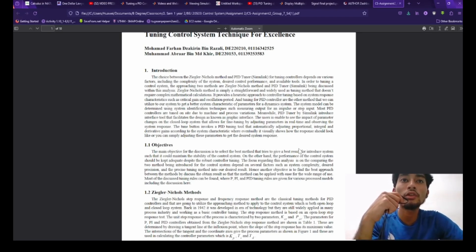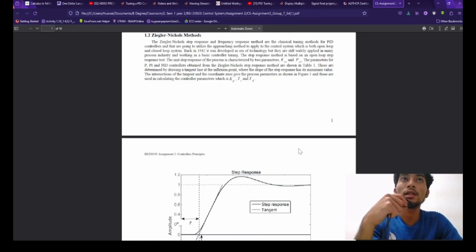Most tuning rules can be found where PI and also PID tuning rules are given for various process models, including the discussion here. The Ziegler-Nichols method, the step response and frequency response methods, are classified tuning methods for PID controllers. The first question is about the open loop system, and the second question asks us to do the closed loop system.